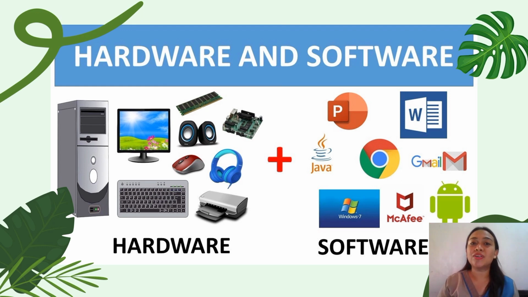So, kung meron tayong hardware, sabi ko nga kanina, dapat alam din natin yung mga software components ng ating computer. So, identify natin isa-isa. So, this is the Microsoft PowerPoint, Microsoft Word, Java, Chrome, Gmail, Windows 7, McAfee, and this one is the Android, okay, mobile operating system. So, ito yung mga halimbawa ng ating software applications.